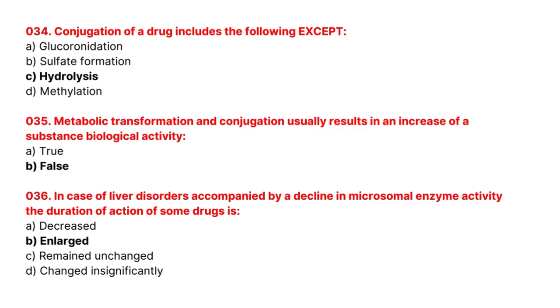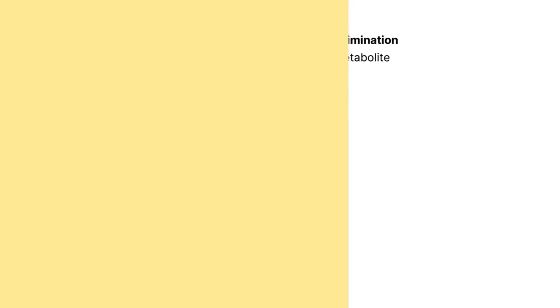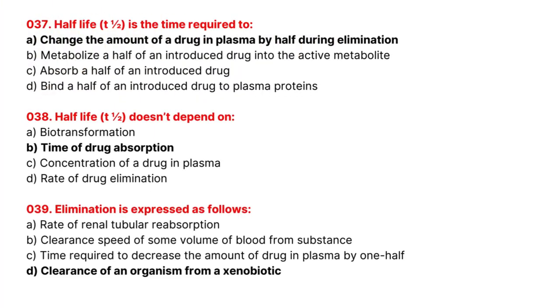36. In case of liver disorders accompanied by a decline in microsomal enzyme activity, the duration of action of some drugs is A. Decreased. B. Enlarged. C. Remained unchanged. D. Changed insignificantly. Answer is B. 37. Half-life, T, is the time required to A. Change the amount of a drug in plasma by half during elimination. B. Metabolize a half of an introduced drug into the active metabolite. C. Absorb a half of an introduced drug. D. Bind a half of an introduced drug to plasma proteins. Answer is A.